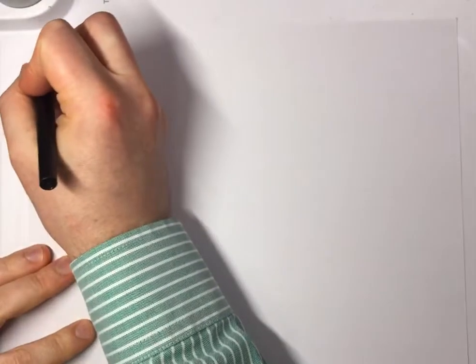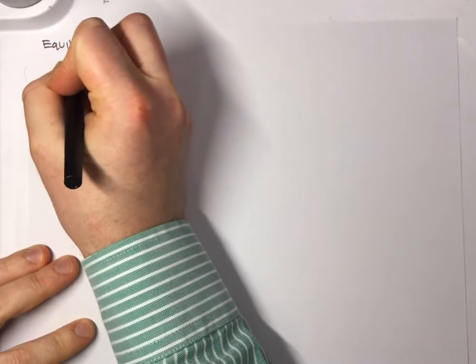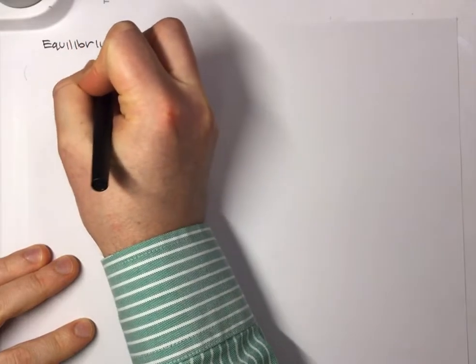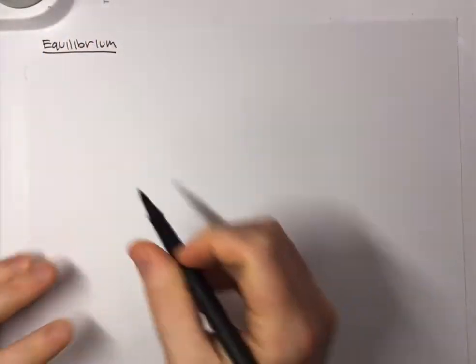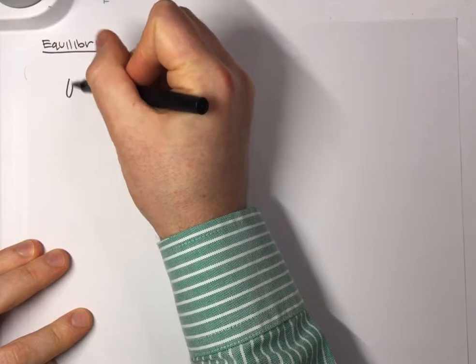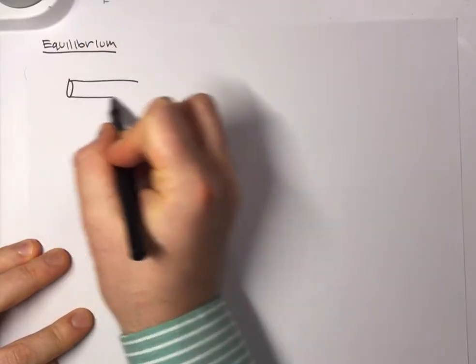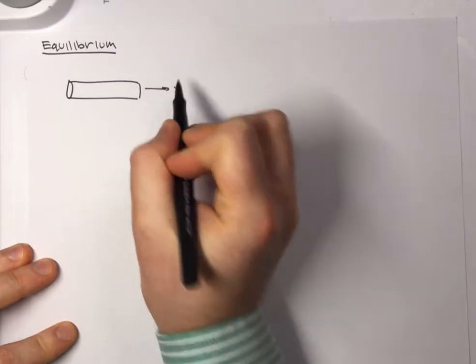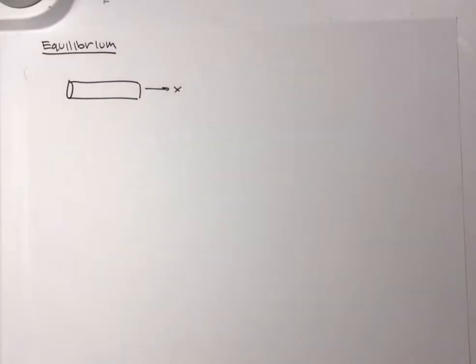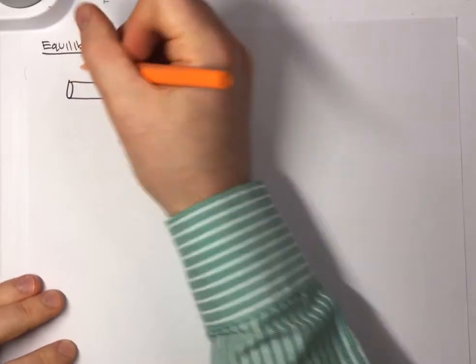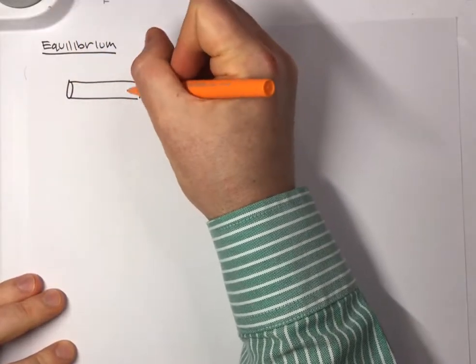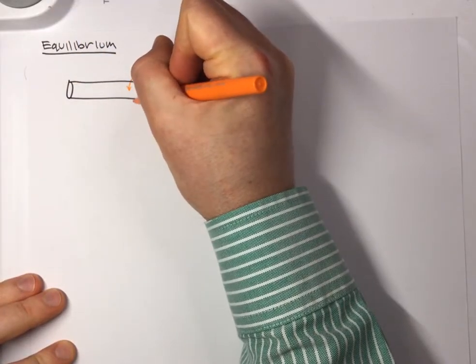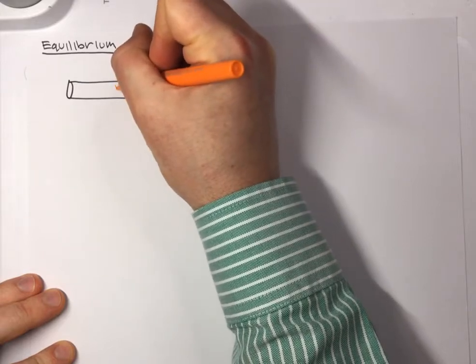Okay, next we're going to talk about equilibrium. And so just like 1D, we're going to take our rod here. We have an x-axis. And we're going to assume that we have some distributed torque on this. So that might look something like that. We'd have a bunch of arrows.